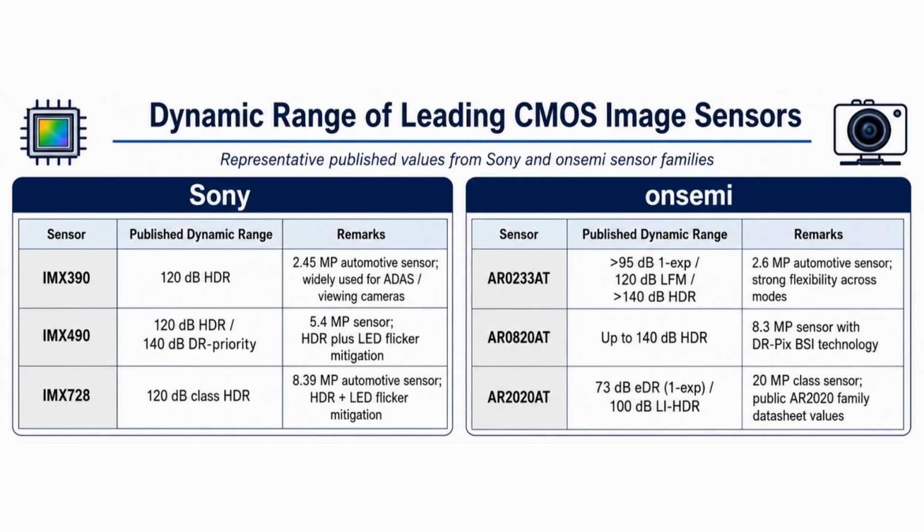The AR0820AT also supports up to 140 dB HDR, while the AR2020 family provides up to 100 dB in line interleaved HDR mode. The key point is that these figures depend on how the sensor is operated. For vehicles' navigation cameras, 120 dB is a strong practical target, while 140 dB class modes are useful for extreme backlighting and tunnel entry conditions.